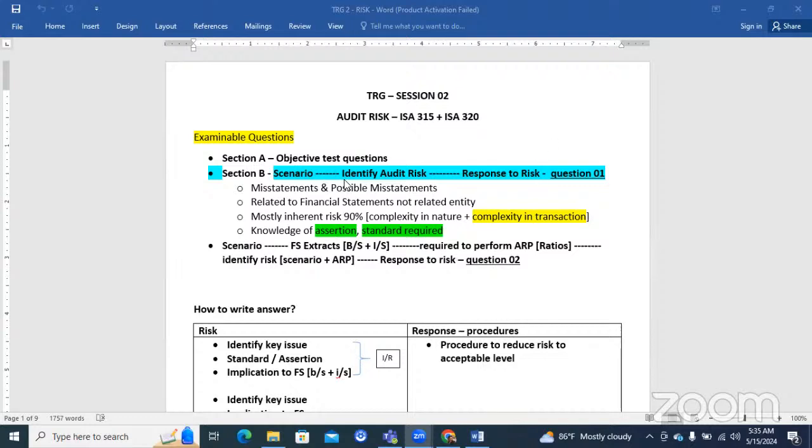So question number 1 or question number 2, definitely this audit risk area is tested. So let's see how this can be tested in your final exam.